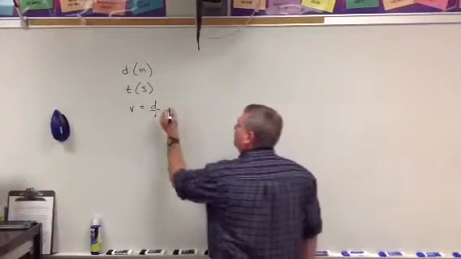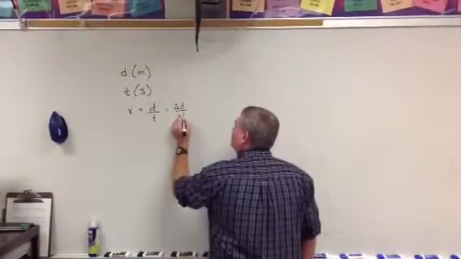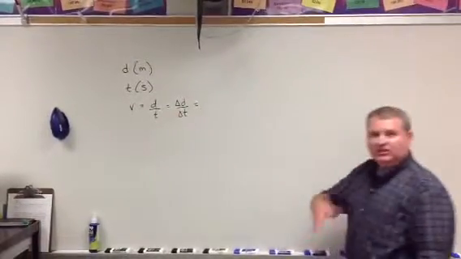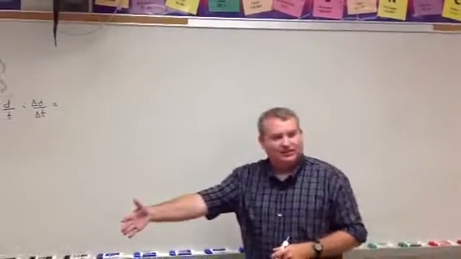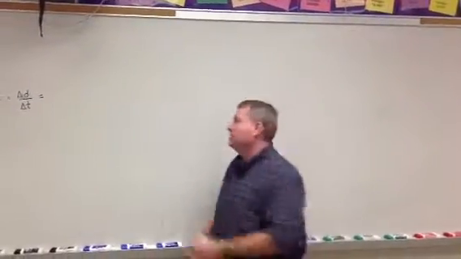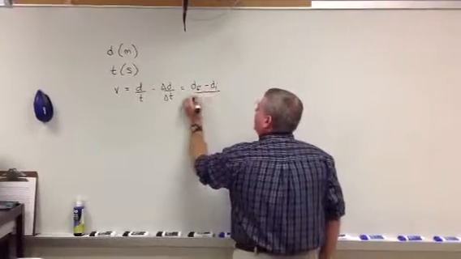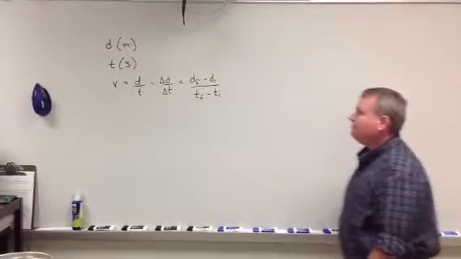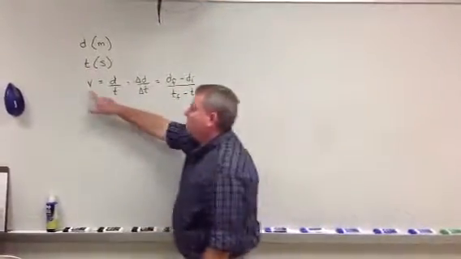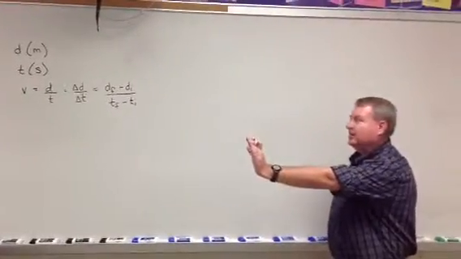Now, I said interval, so that's going to be a change in distance over a change in time. And any change suggests interval notation, so you've got a final distance and an initial distance. So I'm going to write this as df minus di, and this is time final minus time initial. Now, this is for constant velocity, so you're traveling at a constant speed.